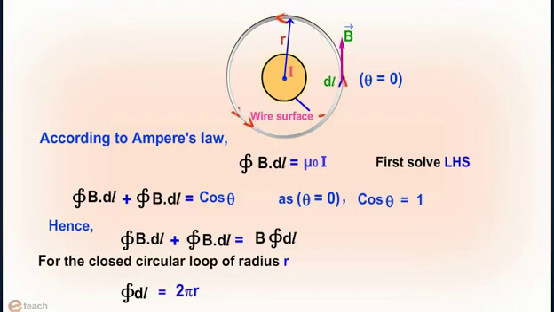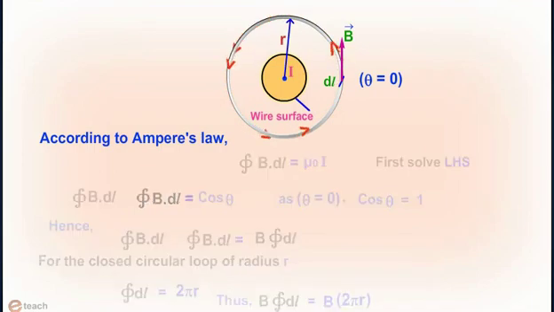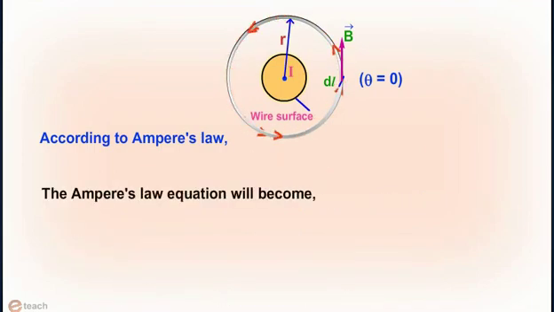Thus, B times the integral of dl equals B into 2 pi r. According to Ampere's law, the equation becomes B into 2 pi r equals mu naught I.